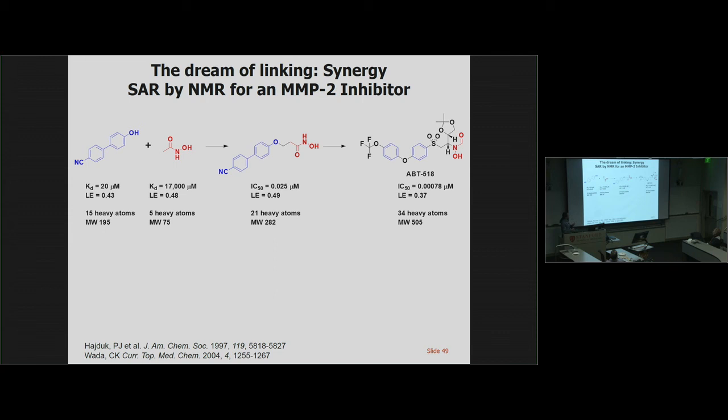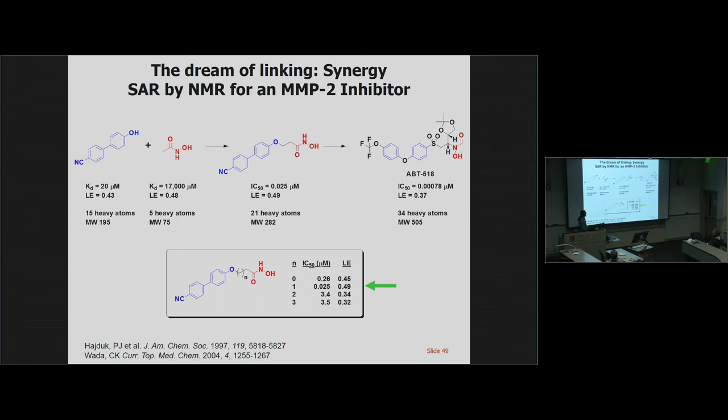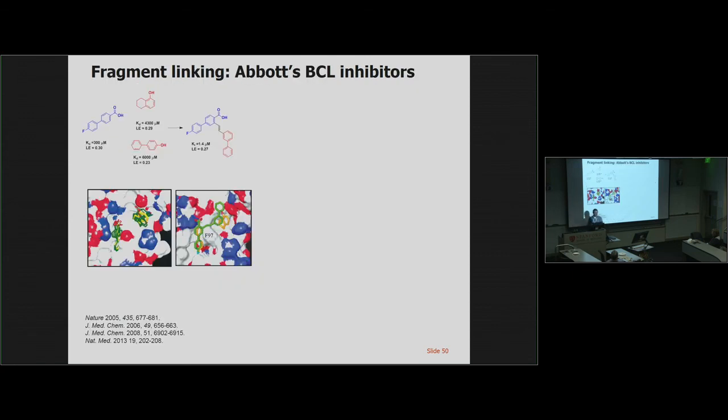But what's interesting about this, when you look at the details and you look at the SAR around the linker, a 2-atom linker gives you a 25 nanomolar binder. 1 atom shorter, you lose an order of magnitude binding. 1 atom longer, you lose 2 orders of magnitude in binding. So you have to be exactly right if you're going to get this to work. If you're off by a fraction of an angstrom, all of the potential benefits you might get by linking are going to be lost. That said, this can be very powerful.